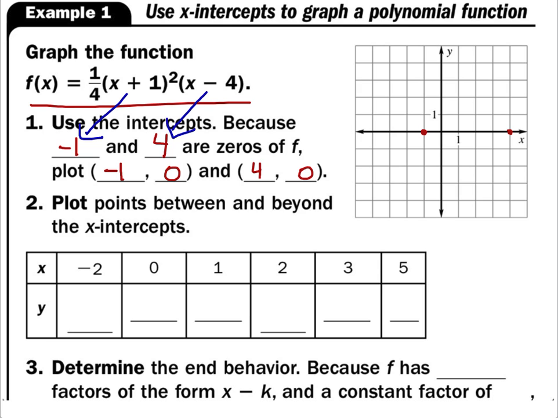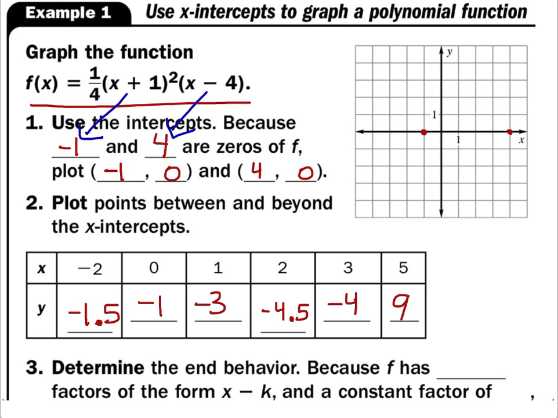So when you substitute in -2 for x, you get -1.5 for y. When you substitute in 0 for x, you get -1 for y. When you substitute in 1 for x, you get -3 for y. Substituting 2 in for x gives us -4.5 for y. Substituting 3 for x gives us -4 for y. And substituting 5 for x gives us 9 for y.